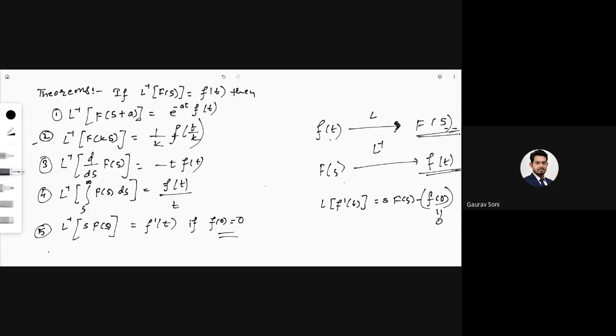Sixth, Laplace inverse of capital F of s by s is equal to integral 0 to t f of u du. You know that the division is on the left, so integration must be on the right. Same thing is again in the second list. Take a screenshot, make a note of it.